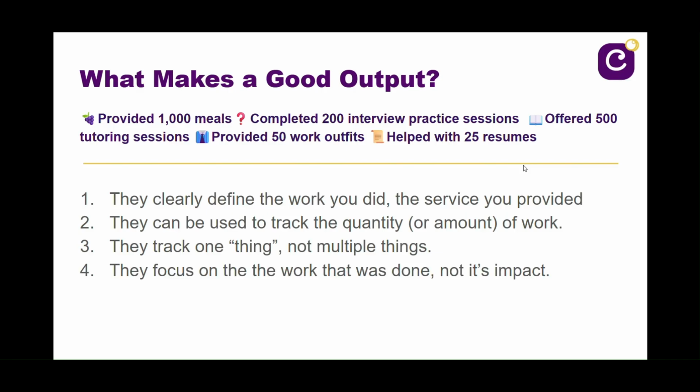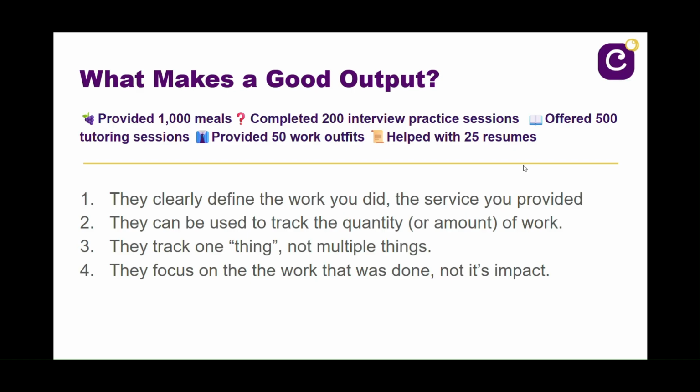Next, outputs focus on the work itself. Outputs are the things you do. I'll keep saying that until you hate it. Now, we did interview practice sessions for a reason, right? We had a bigger goal in mind. Maybe it was to help people get jobs or promotions, but the output we track is focused on the work itself. Outputs don't explain the potential benefits of the work.